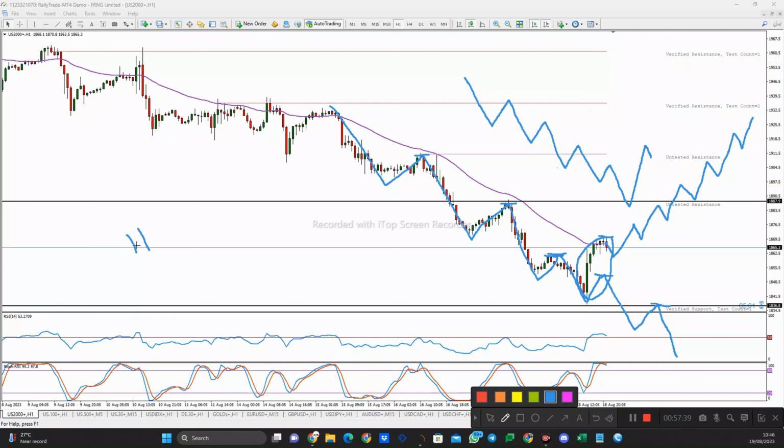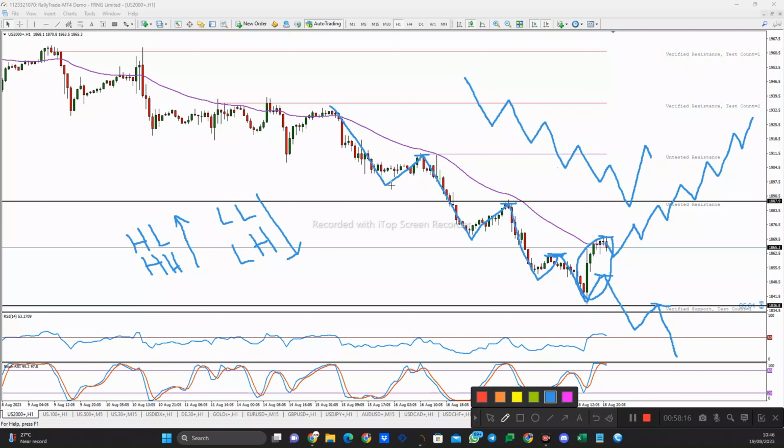Higher lows and higher highs. Sorry, hold on. Higher lows and higher highs is what? An uptrend. While lower lows and lower highs is what? A downtrend.